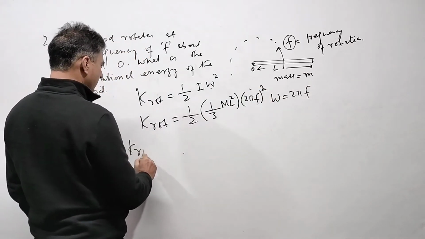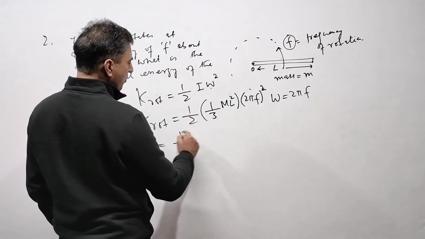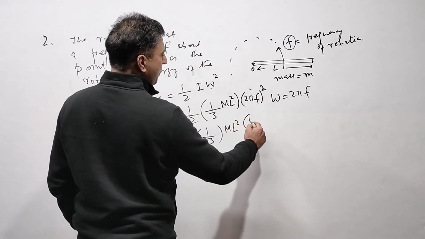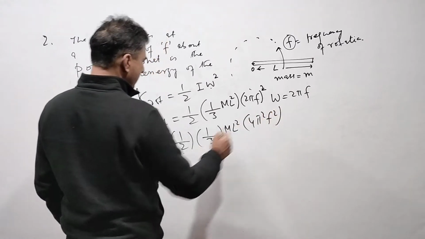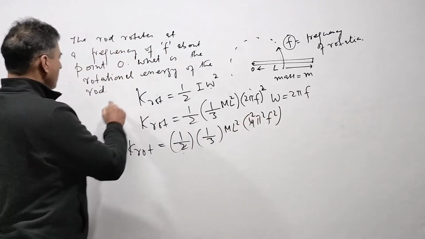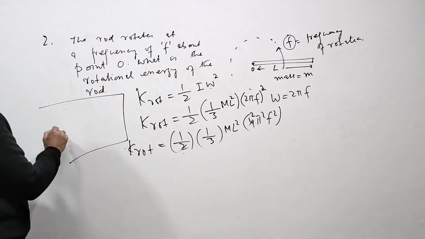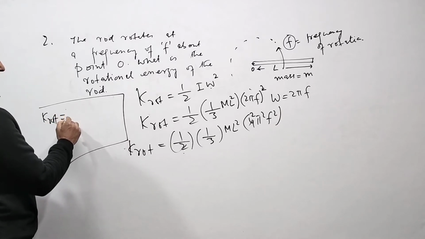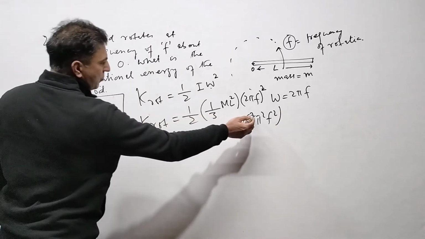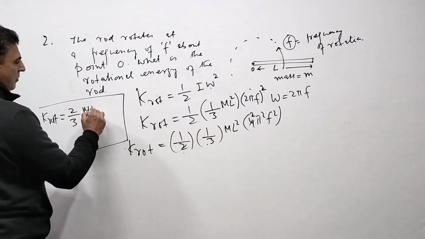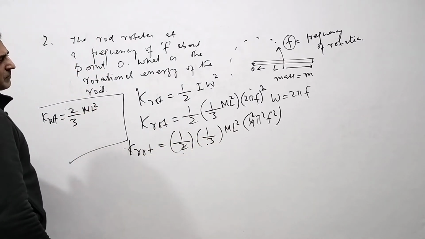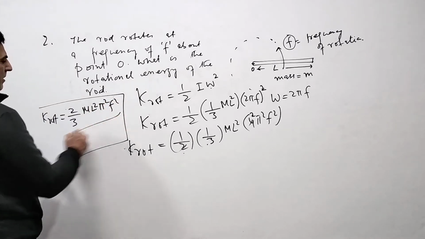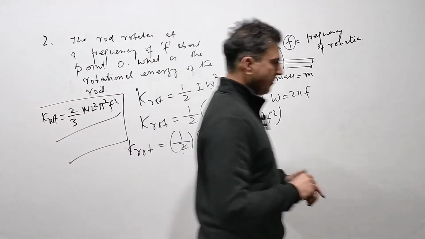So K rotational is 1 by 2 into 1 by 3 ml square 4 pi square f square. It is 2, 2, 4. So what is the final answer? Final answer is K rotational is equal to 2 by 3 ml square pi square f square. Let me go to the third problem.